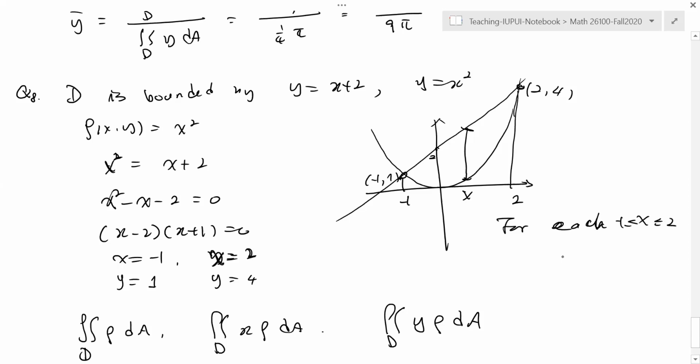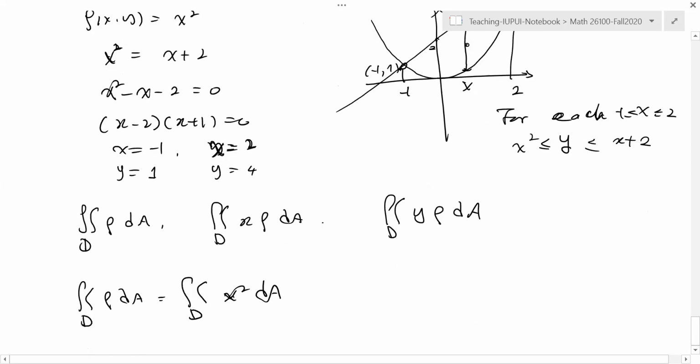For each x between -1 and 2, the y coordinate of the point on this vertical line is greater than or equal to the y value on the parabola, which is x squared, and less than or equal to x plus 2. So this gives you the lower bound x squared, upper bound x plus 2.